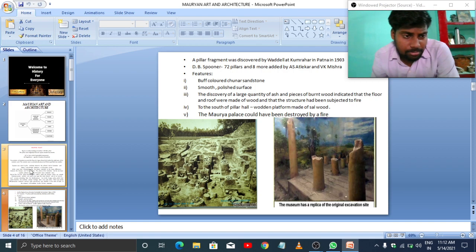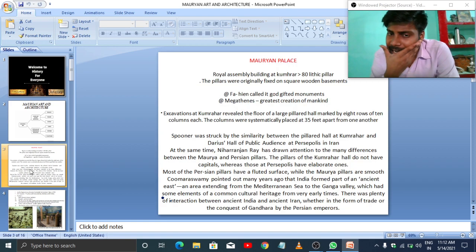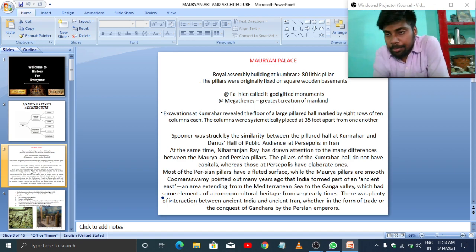And also, the distance between pillars was 35 feet from each other. It means there was a gap of 35 feet between pillars.